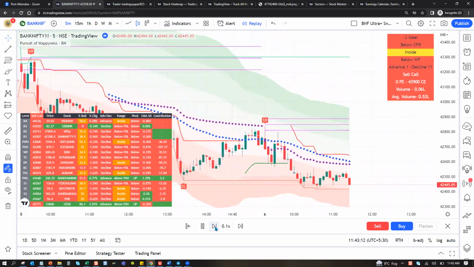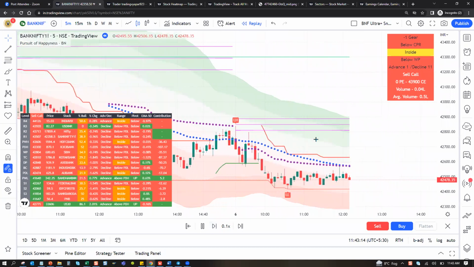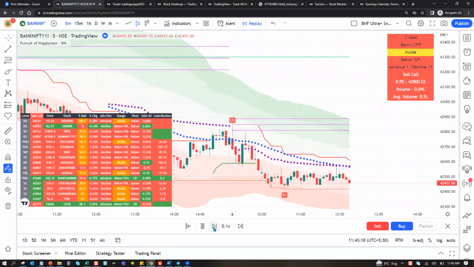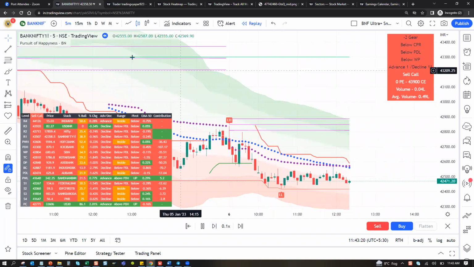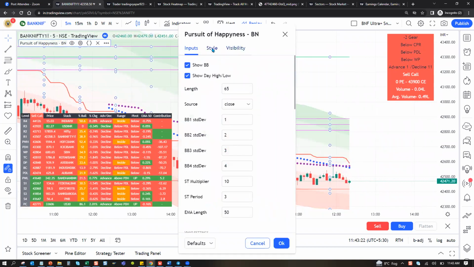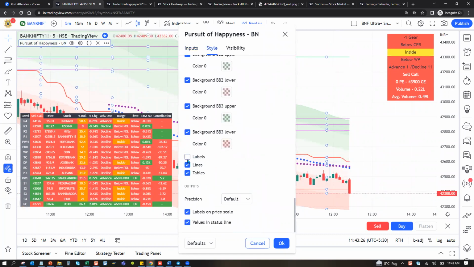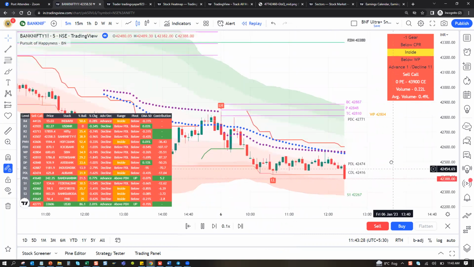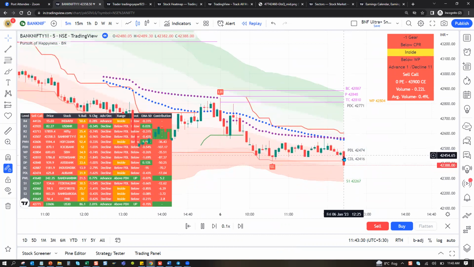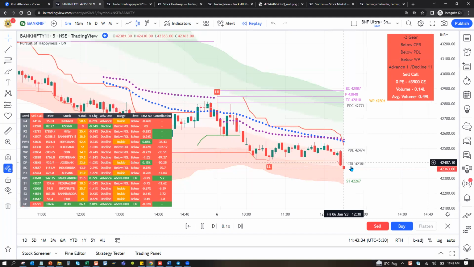Right now it's a good trending down day. You can see it is still inside range. As soon as the previous day low breaks, I have hidden this previous day low right now. Let me add it. Go to style and add labels. Okay, this previous day low is now broken. You can see this red candle, previous day low, and this is the CDL. CDL is current day low. Current day low is below the previous day low.